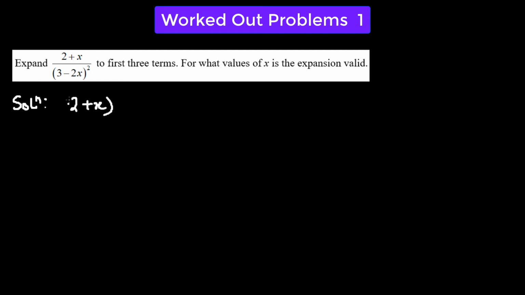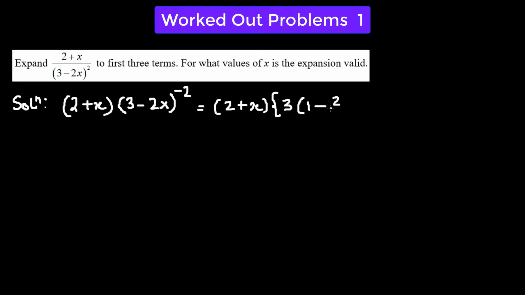Now what we're going to do, we're going to consider the expression (3 minus 2x) whole squared present in the denominator and move it to the numerator. And that should give us (3 minus 2x) raised to the power negative 2. Then we are going to factor out 3. So that gives us 3 times (1 minus 2 over 3 times x) whole raised to the power negative 2.